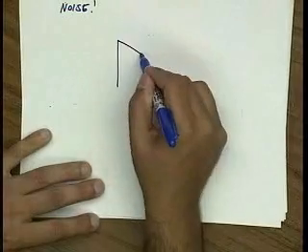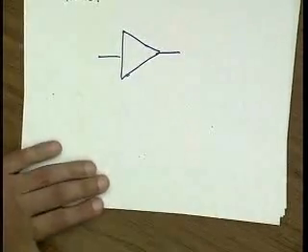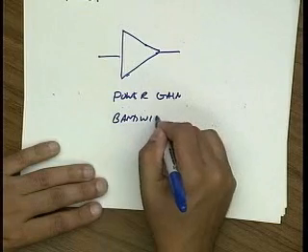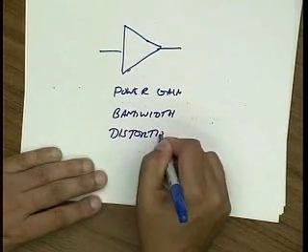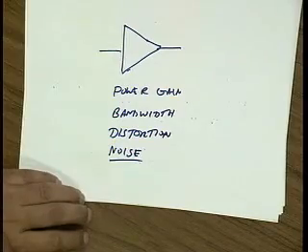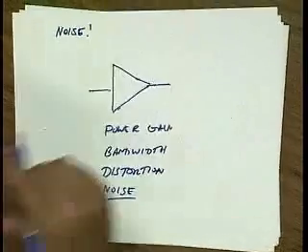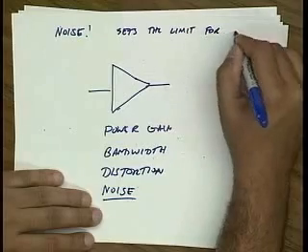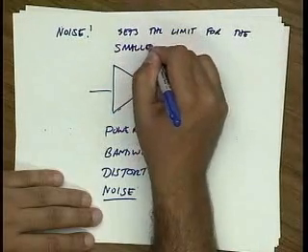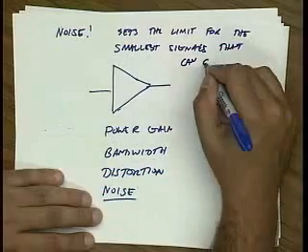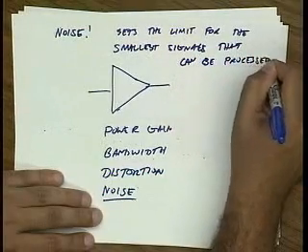Okay? If I have a given amplifier, I can think of it in multiple dimensions. I can think of the power gain, right? I can think of its bandwidth. I can think about its distortion. And to complete the picture, I really need noise, because the noise tells me the smallest signals that I can process with an amplifier. So noise sets the limit for the smallest signals that can be processed by the amplifier. Okay?